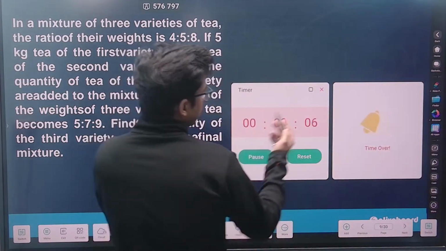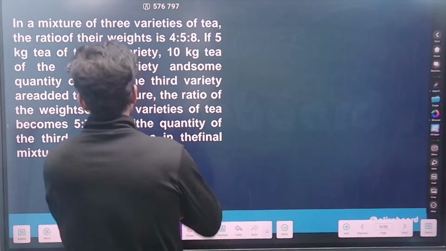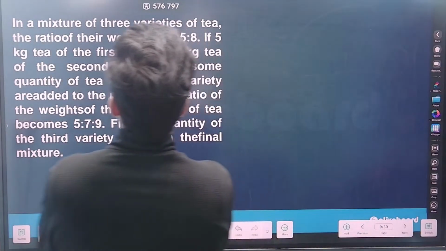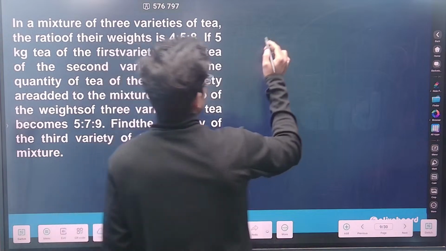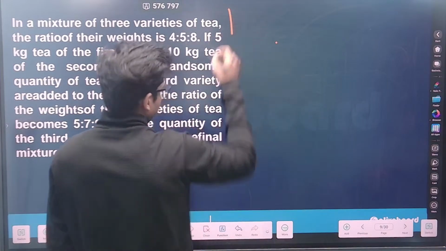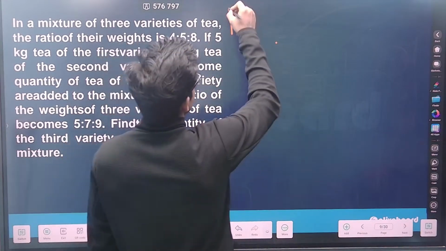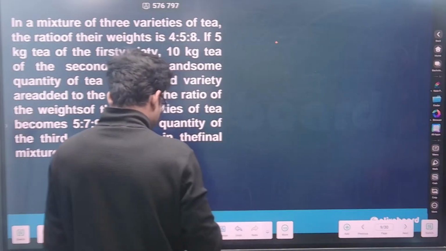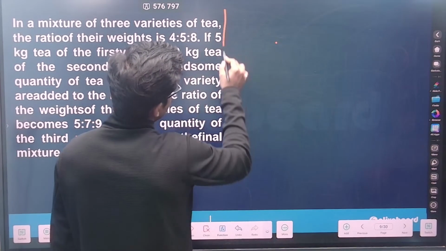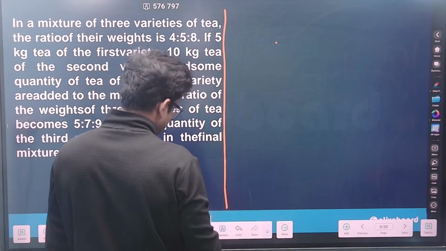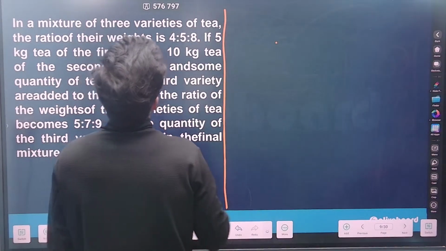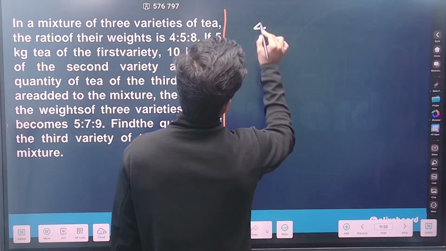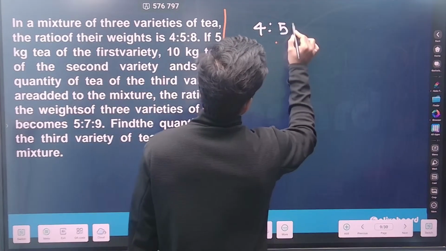I must say you guys have tried. If not, let's see. In a mixture of three varieties of tea, the ratio of their weights is 4 is to 5 is to 8. So basically, let's draw a line. The ratio would be 4 is to 5 is to 8.